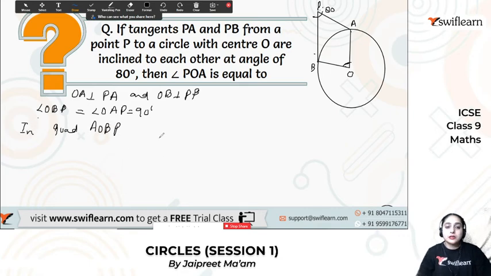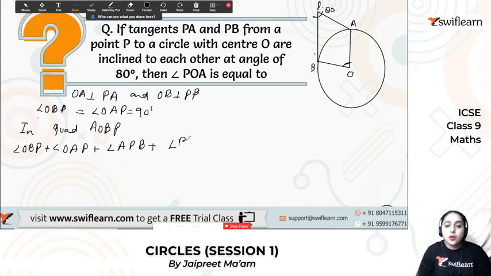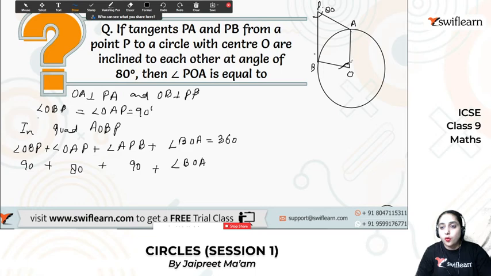We know the angle sum is equal to 360 degrees. Let's write angle OBP plus angle OAP plus angle APB plus angle BOA is equal to 360 degrees. Now this is 90, this is given 80 degrees, and this is again given 90 degrees, and we have to find, first we will find angle BOA.